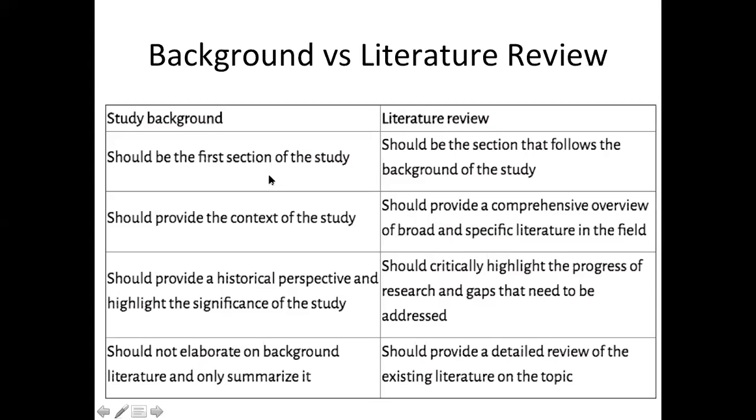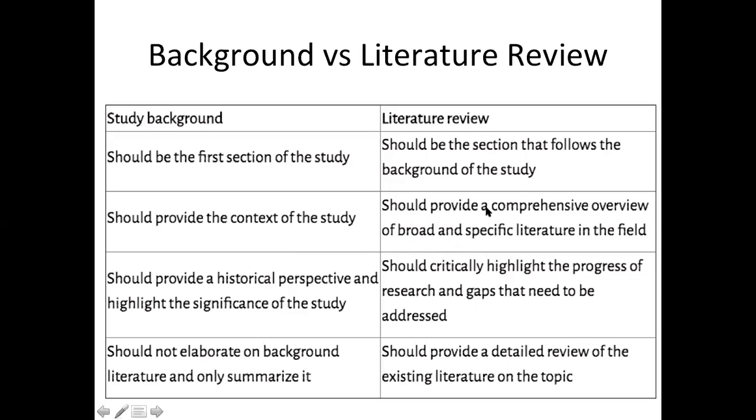The first one, the background should be in the beginning of our proposal, while the literature review comes next, in the next section. And then in the background, we should provide the context of the study, meaning that we show where we are now in the topic, in the variable, in the issue that we are going to investigate.